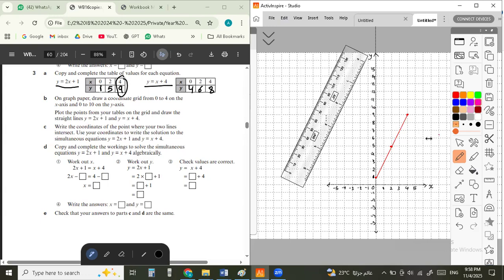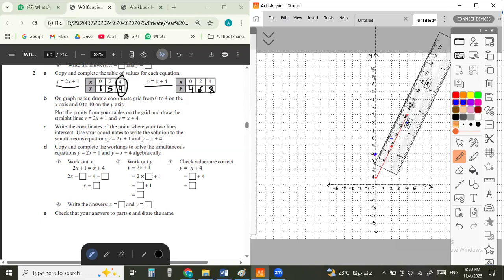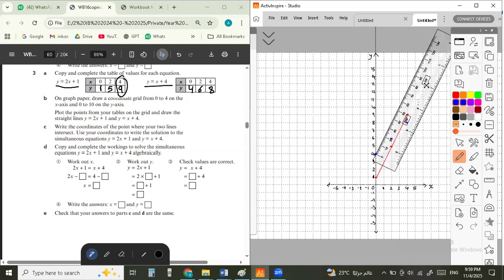I'm going to use a different color for it. Let's make it blue. Here is 0, 4. And then 2, 6. 2, go up to 6. And then 4, 8. 4, and go up until 8. Connect them using the ruler. Here you go.